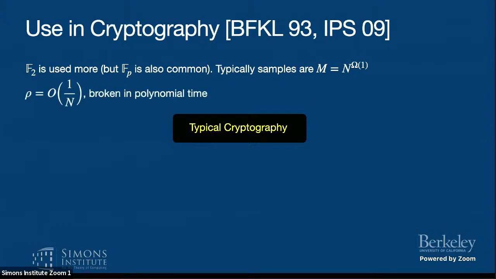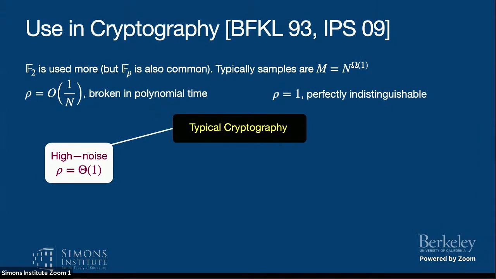And what about noise? Well, there are two uninteresting regimes. When the noise is 1 by n, you could simply guess n linearly independent errorless equations and solve for it, so it's broken in polynomial time. The other extreme, when rho is 1, the distributions become identical and there is no problem at all. Other than that, all other parameters have been used in cryptography. The most conservative setting is high noise LPN, where rho is constant. The best known algorithms here take close to exponential time.